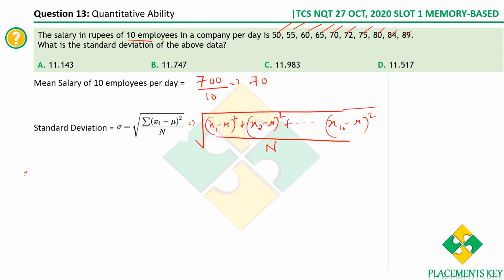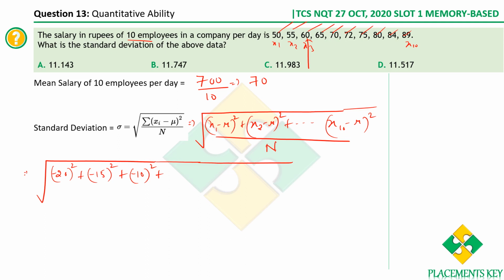Instead of x1, see this is x1, this is x2, this is x3, so on, and this is x10. So we'll just have to write down the deviation from the mean for each of these observations. So what do we get? Square root of, I'm directly writing it. X1 is 50 and mu is 70. So 50 minus 70, you get minus 20 whole square plus 55 minus 70. So minus 15 whole square plus the third observation is 60. So 60 minus 70 is minus 10. So minus 10 whole square.